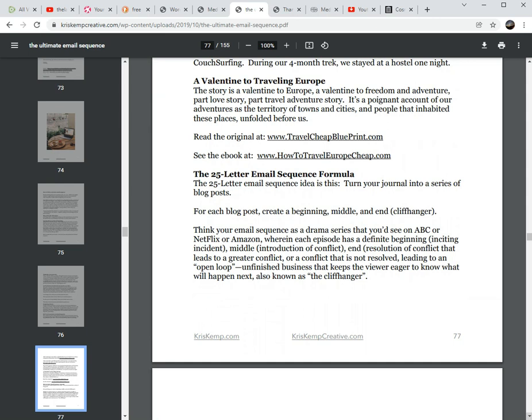Beginning, introduction of your story, introduction of characters. Middle, introduction of conflict, and resolution of conflict. And how you changed on the outside, now you changed on the inside. External changes and inward personal changes as well.